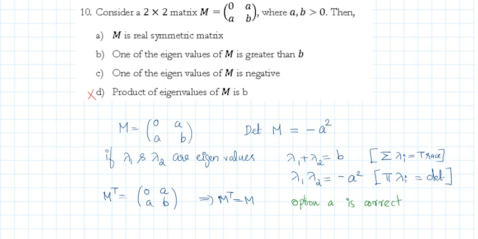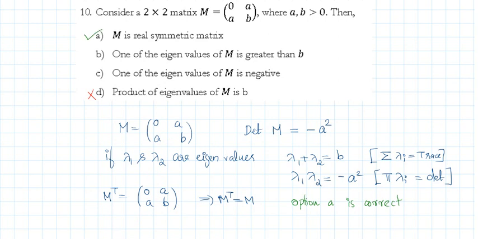Now, what is M transpose? Given M, you can find the transpose by simply writing the row as column and column as row. So 0 A you write as a column and A B you write as a column. Then you will get the transpose. But fortunately these two are equal. M transpose is equal to M. Therefore it is a symmetric matrix. All the elements are real. Therefore it is a real symmetric matrix. First option is correct.